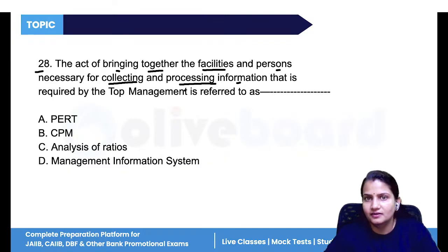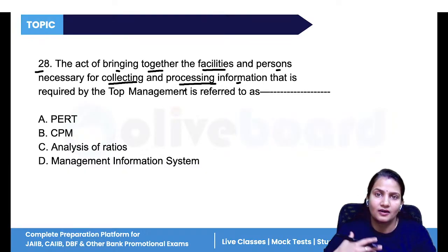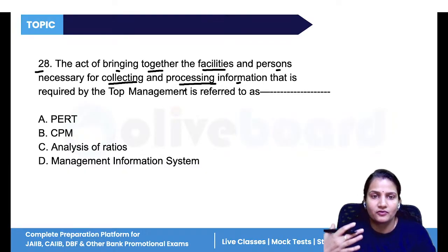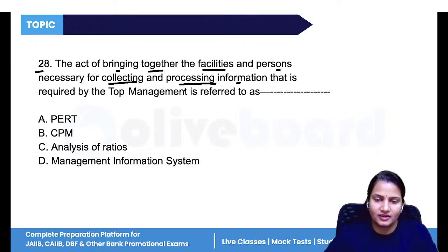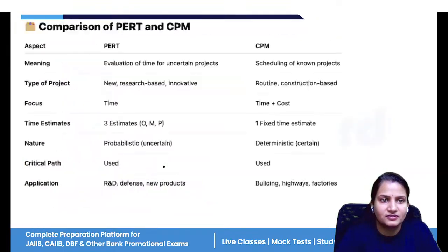So for collecting new information and processing information, what is that system known as? What is that activity known as that is used by the top management? PERT, CPM, analysis of ratios or management information system. So it is option D, management information system.